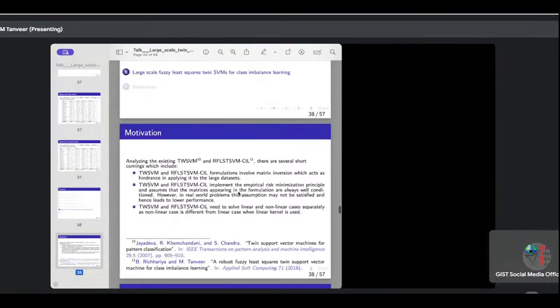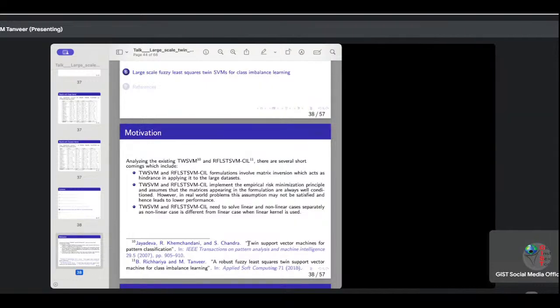Okay, so I'll discuss one more formulation here: a large scale fuzzy least square twin SVM for class imbalance learning. We are using the concept of fuzzy membership. We developed one concept especially to handle the class imbalance data sets.